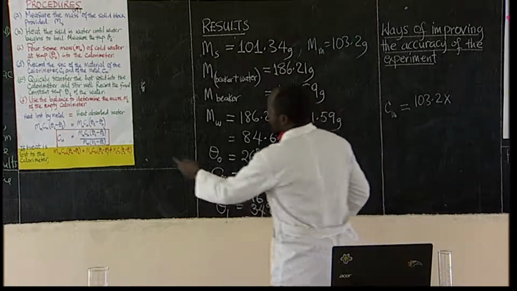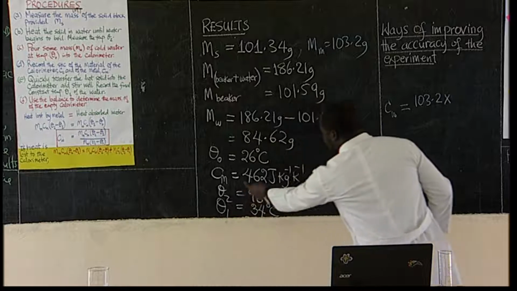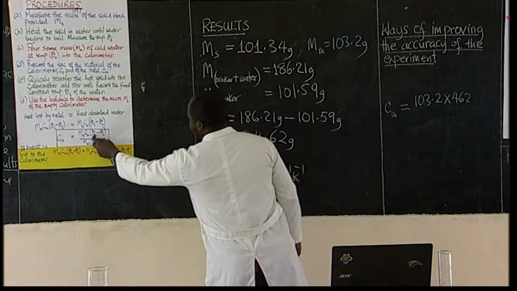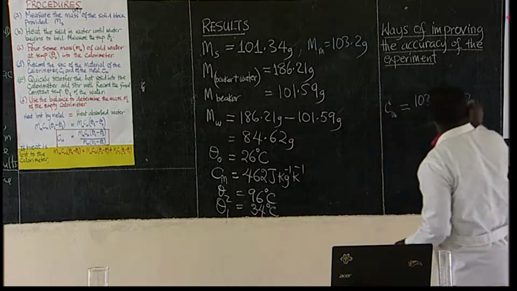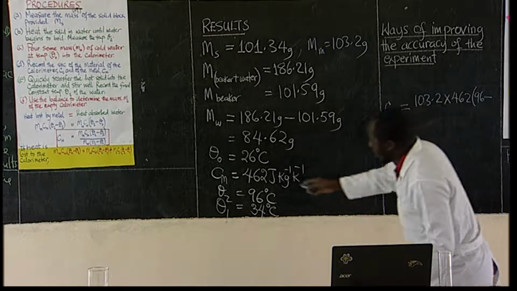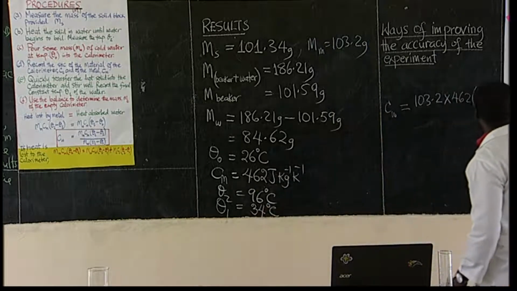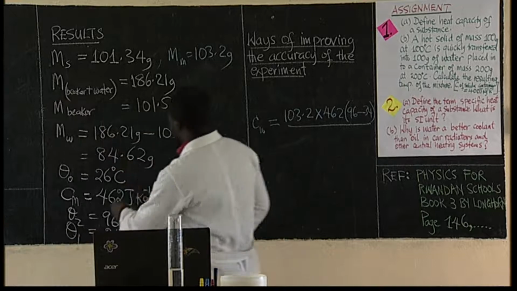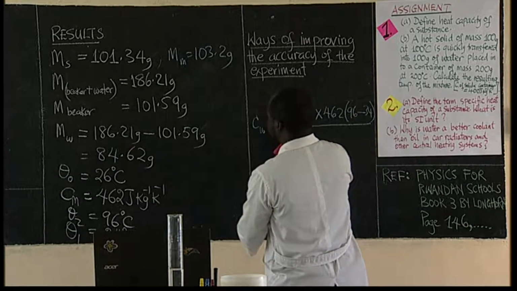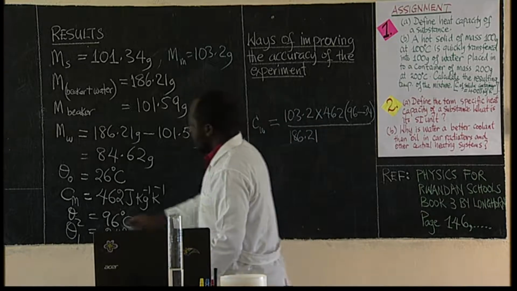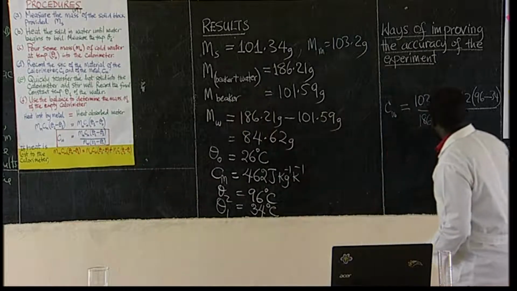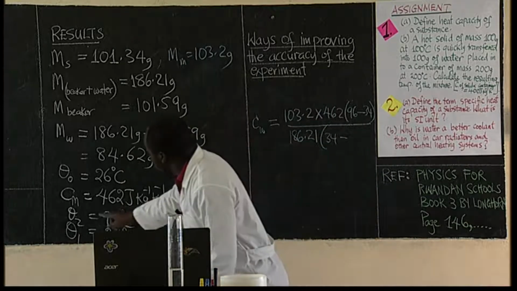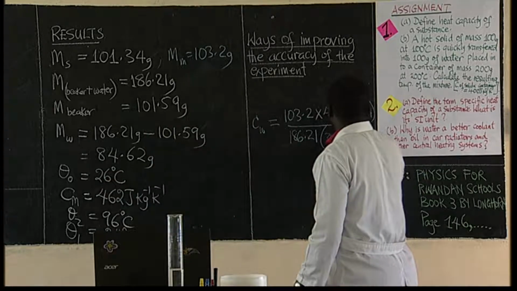So we shall put mass of the metal, which is 103.2 times specific capacity of the metal. We already have it here, 462 times change in temperature, theta 2 minus theta 1, 96 minus theta 1. Theta 1 is 34. Then over mass of water. Mass of water is right here, 186.21 times theta 1 minus theta 0. And theta 1 is 34 minus theta 0 is 26.